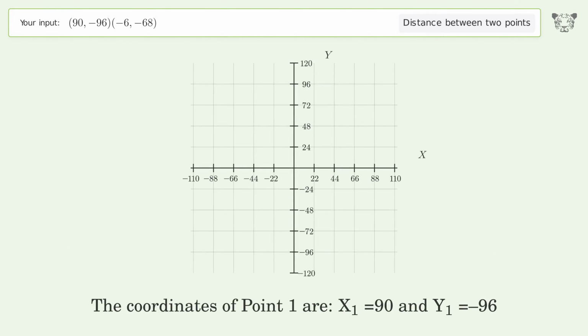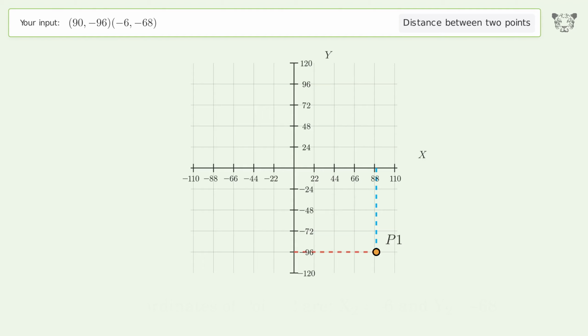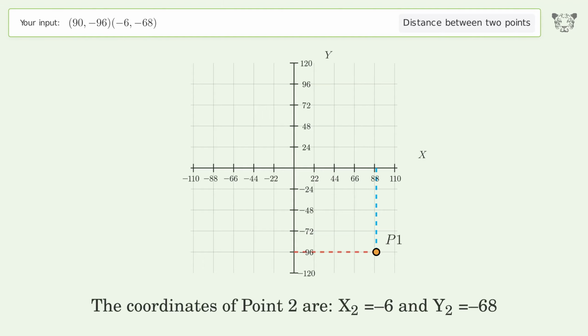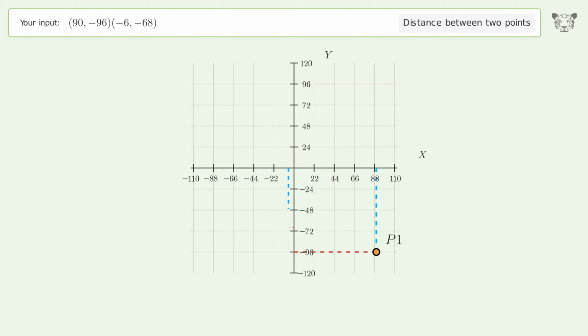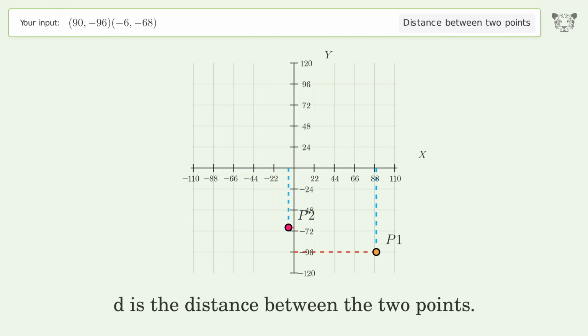The coordinates of point 1 are x1 equals 90 and y1 equals negative 96. The coordinates of point 2 are x2 equals negative 6 and y2 equals negative 68. D is the distance between the 2 points.